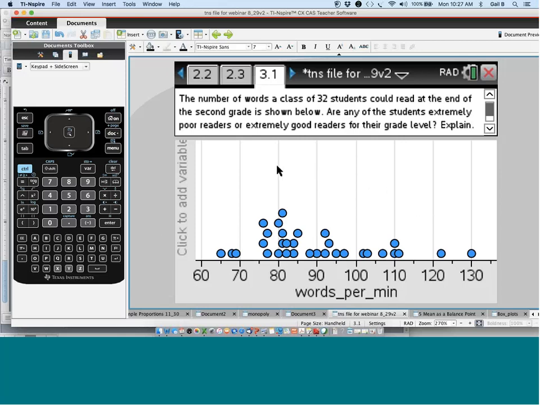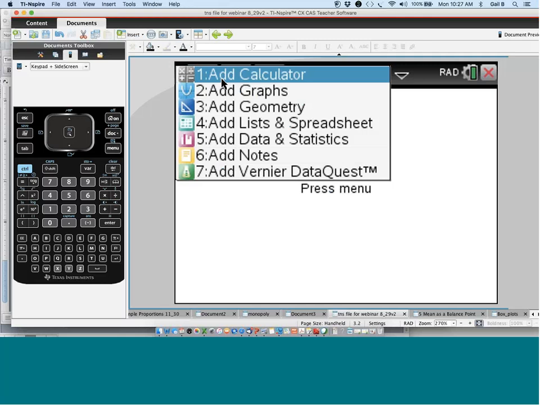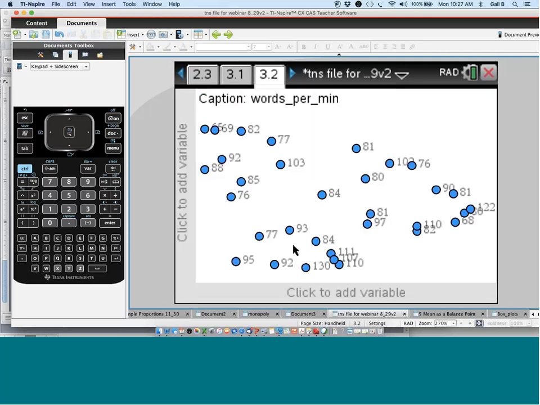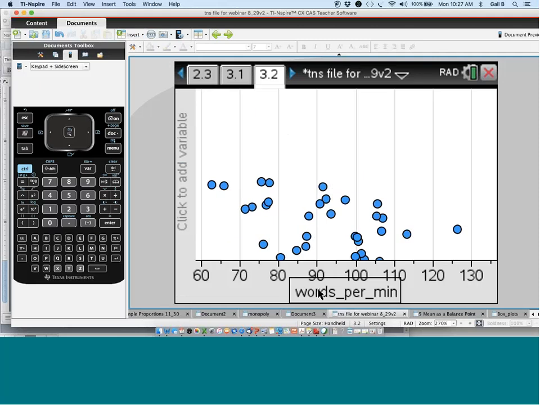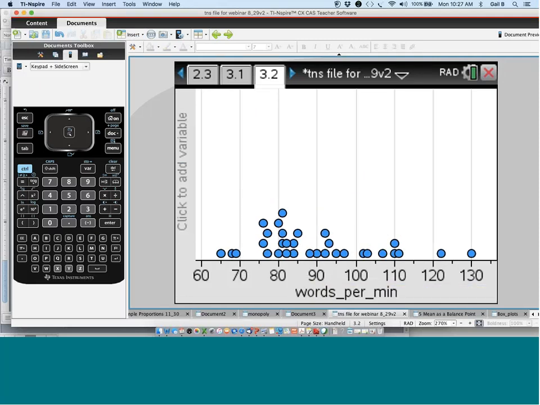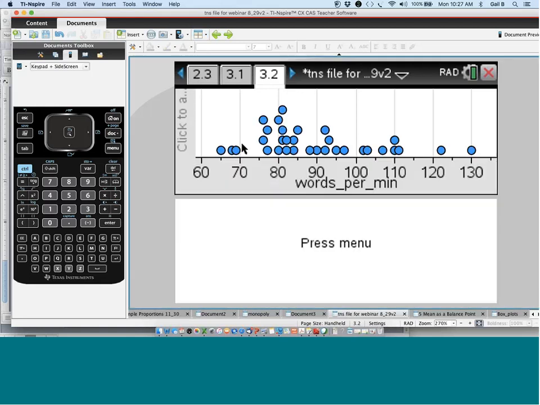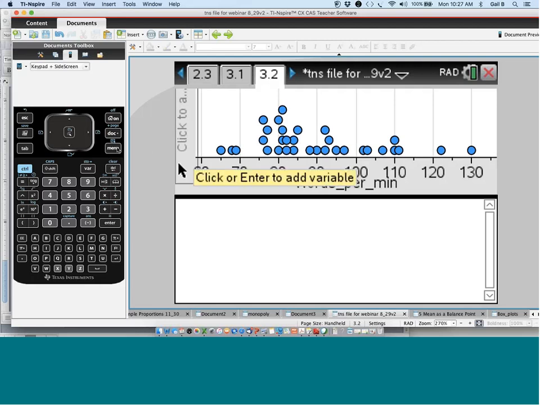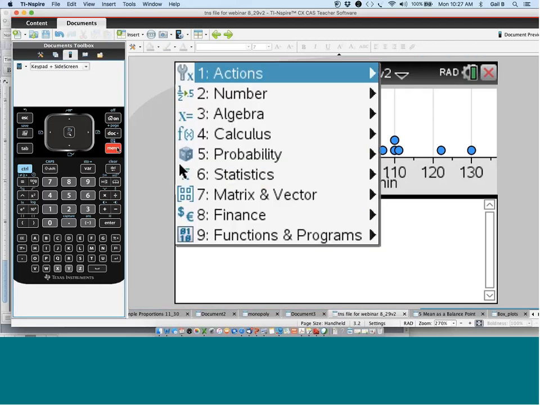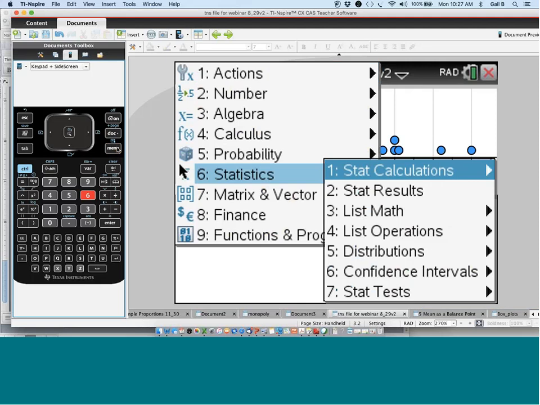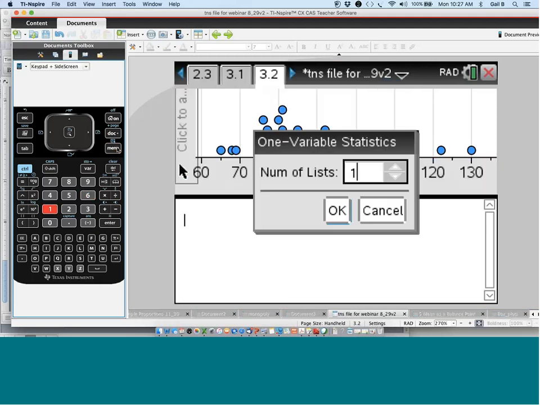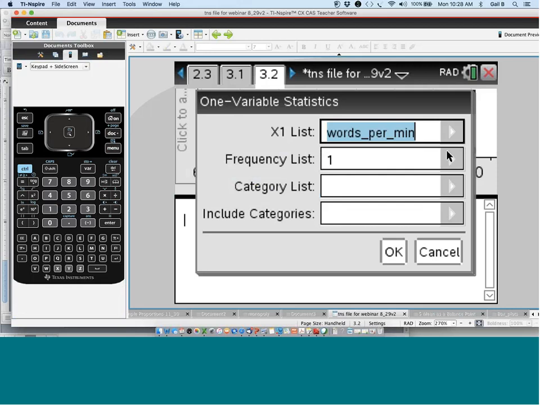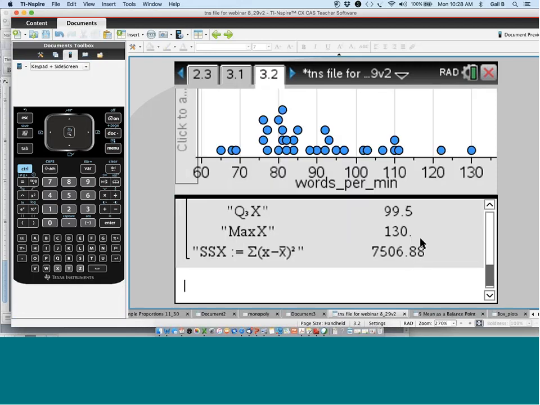So I'm going to actually add a page in here. So I'm going to go insert a page. And I'm going to insert that page. It's going to be a data and stats page. And I'm going to reproduce my words per minute here. Okay? But then I'm going to add a split screen. I'm going to add on this page a calculator. And I'm going to go to menu, and I'm in statistics, and I'm going to do stat calculation, and I'm going to do one variable statistics. I only have one list. I'm going to check, and that's words per minute. I'm good with that.